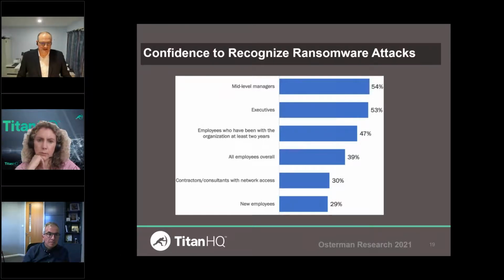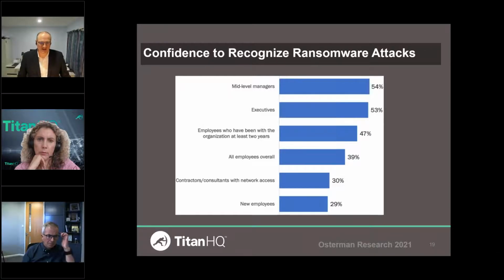Like we asked the survey respondents to address the confidence to recognize phishing attacks, we also asked around the confidence to recognize ransomware attacks. I don't have a comparative slide showing here, but in general, the confidence to recognize ransomware attacks is lower across the majority of these employee groups than it was to recognize phishing attacks.